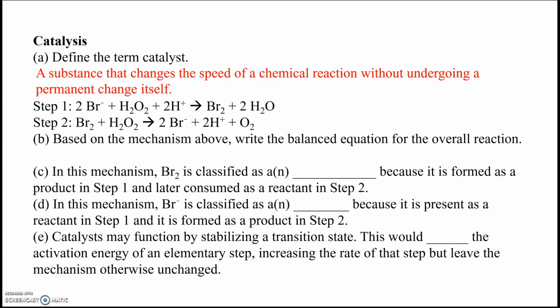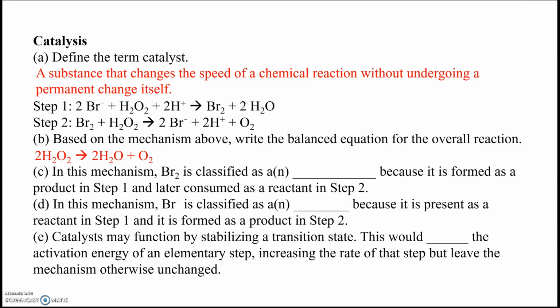We're going to define the term catalyst as a substance that changes the speed of a reaction but is itself not consumed. So here we've got a couple of steps. When we add these two steps together, we can see that the overall reaction is 2 moles of peroxide reacts to form 2 moles of water plus oxygen.